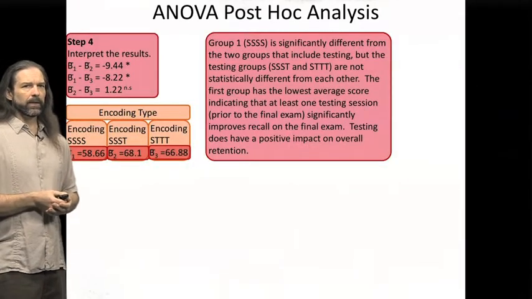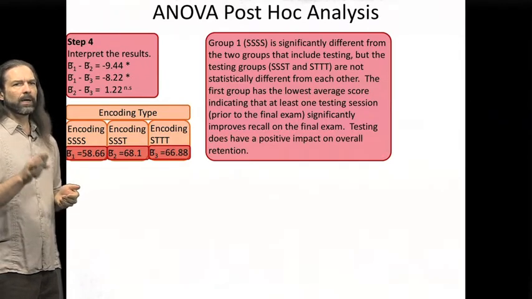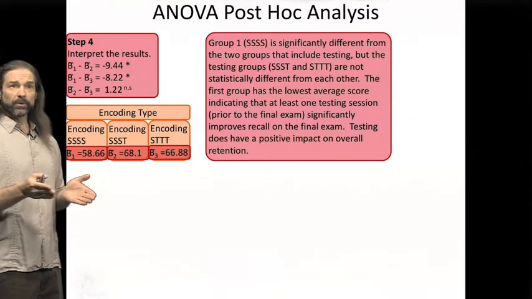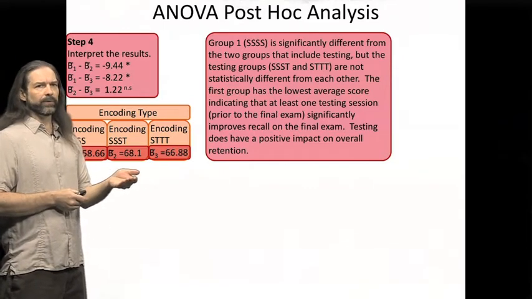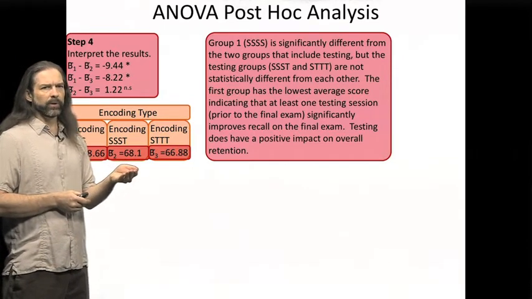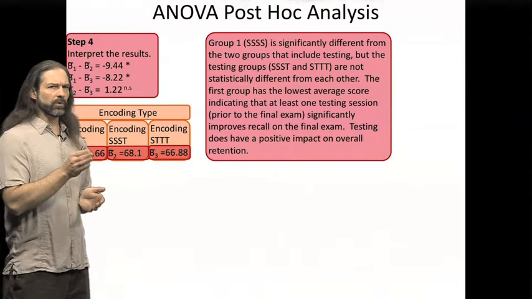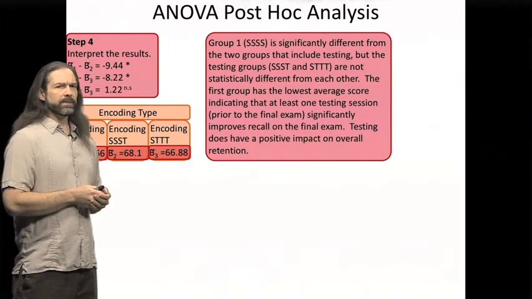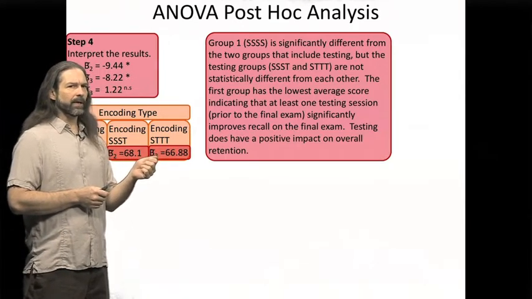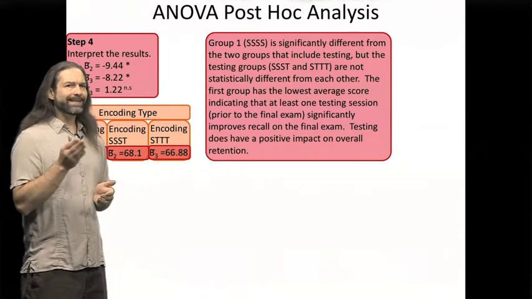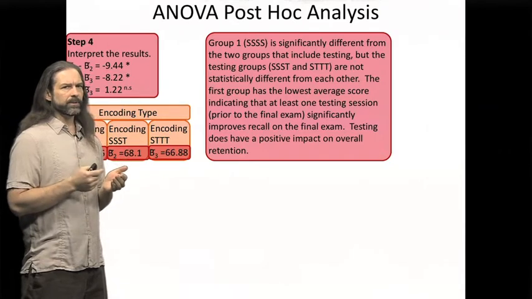What do these mean? Again, I have the mean differences between groups 1 and 2, between groups 1 and 3, but not between groups 2 and 3. So let's look at groups 2 and 3 and start with that. 2 and 3 are statistically equivalent. So even though the means are slightly different, 68.1 and 66.88, the statistics are telling us effectively that's noise. Those means are effectively equal. So what does this mean? If I test myself once, or I test myself 3 times, it doesn't seem to matter. One testing phase is sufficient in order to result in the performances that we're seeing here.